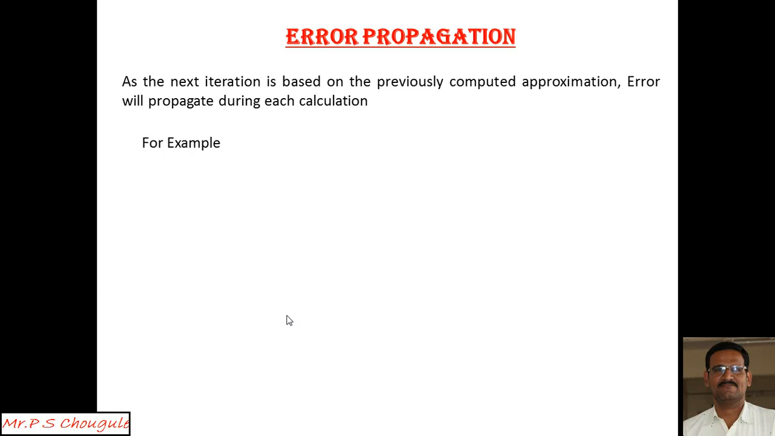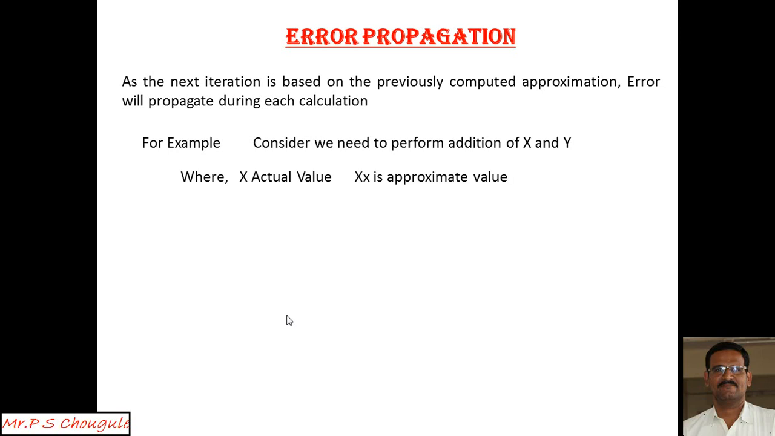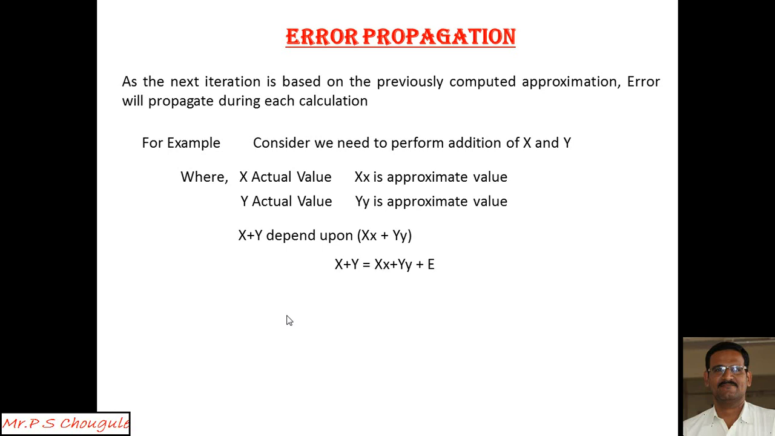Now I will explain this with one example. Suppose we need to perform the addition of x and y. Initially x is extracted from somewhere, and y also, which are having the approximate values xx and xy, because we have found these, and the actual values of them are x and y. Now we can say x plus y depends upon xx plus xy. How is it? Let's see.